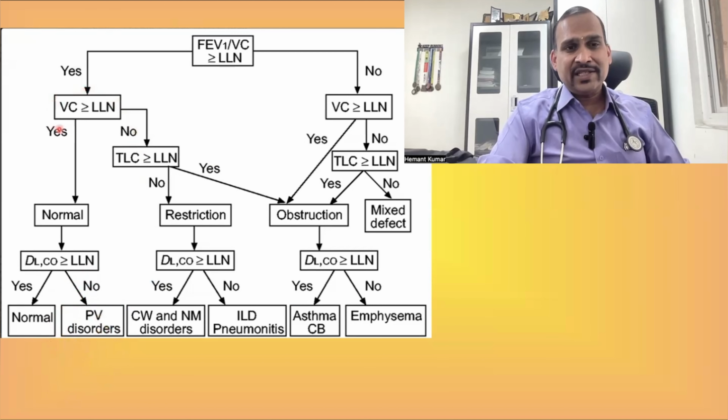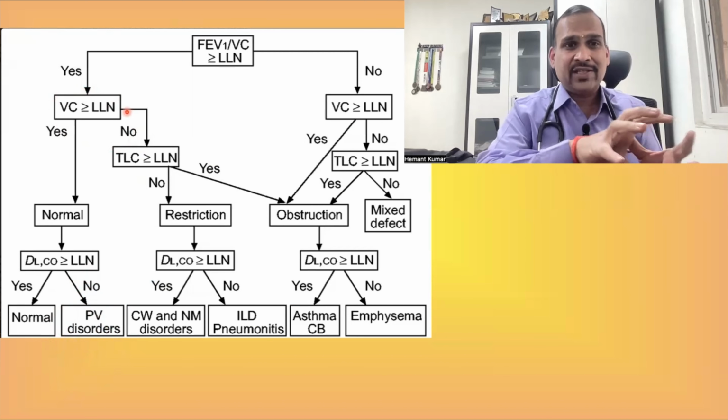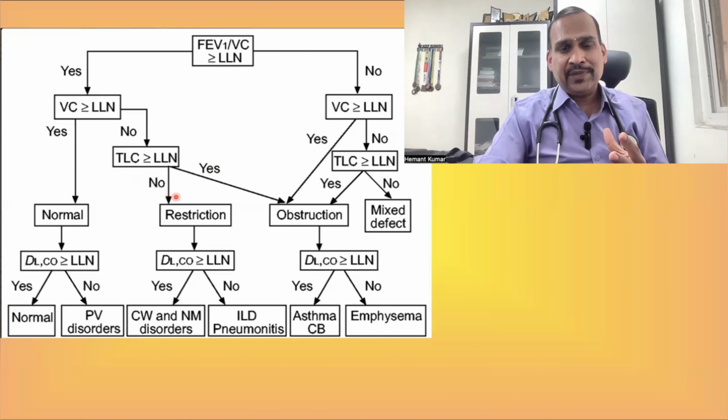If there is a restrictive pattern, it could be real because of restrictive lung disease, or a pseudo reduction in vital capacity because of emphysema. For that, we have to do total lung capacity. If total lung capacity is less, it means there is true restriction. If true restriction, then we have to do DLCO. If DLCO is less, then the problem is ILD or pneumonitis. If DLCO is normal, then it is an extrapulmonary cause like neuromuscular disorder.